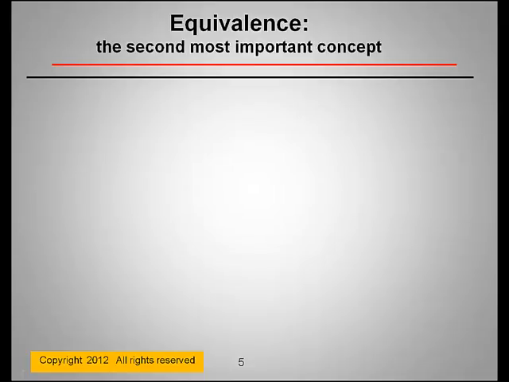Finally, we will discuss economic equivalence. This is the second most important concept in engineering economics. It combines three vital concepts: the time value of money, the timing of cash flows, and the interest rate. These are combined to develop the equivalence of money over time.